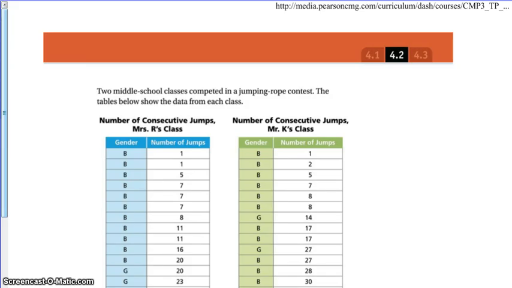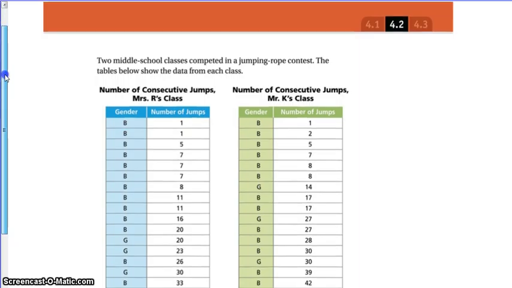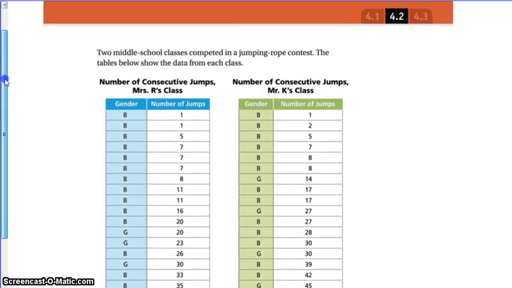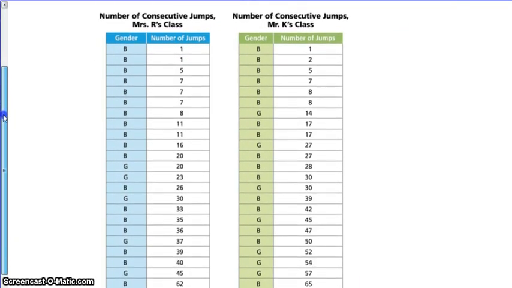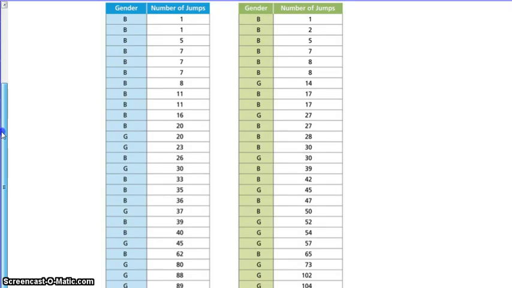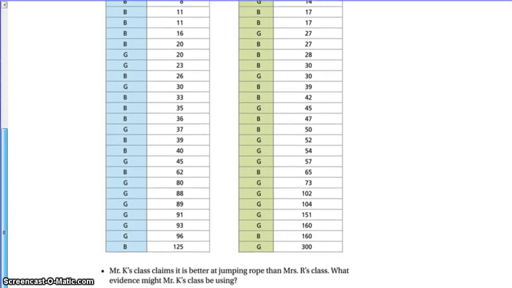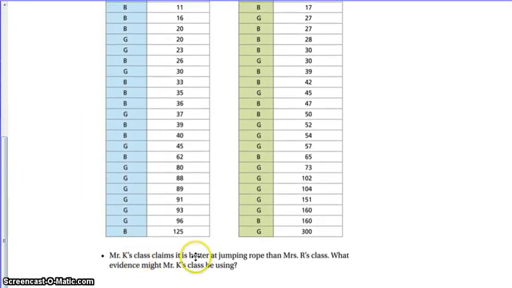All right, so we've got some information here. We've got 2 middle school classes competing in a jump rope contest. We have Mrs. R's class and Mr. K's class, and we've got number of jumps and whether or not it's a boy or a girl. Okay, so the first thing we're going to look at is Mr. K's class claims it is better at jumping rope than Mrs. R's. What evidence might they have?